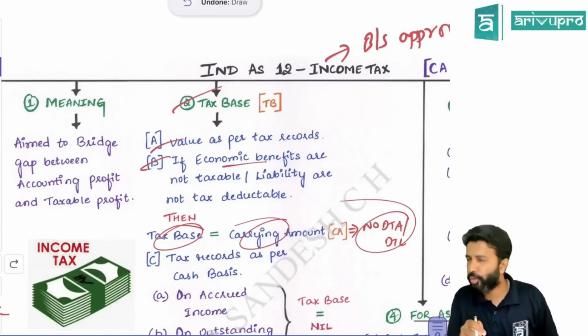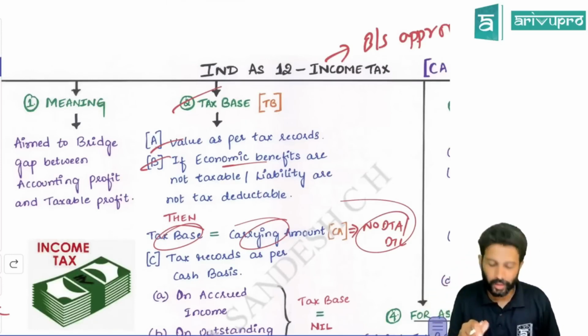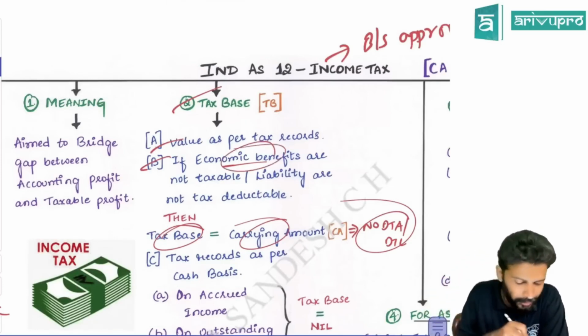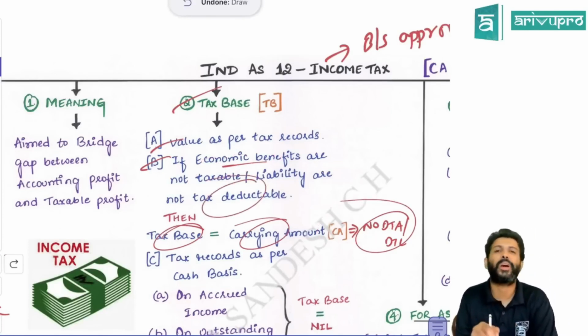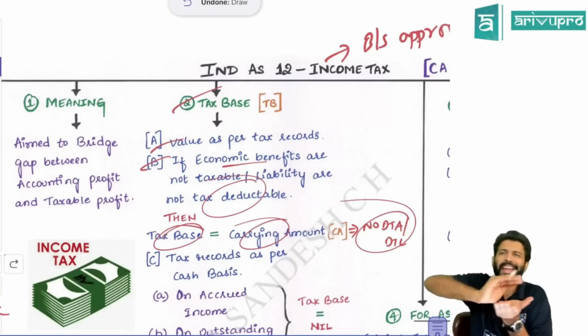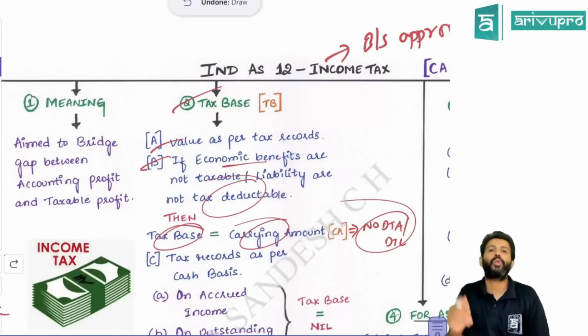Ind AS 12 does not use the word permanent difference, but the accounting treatment is more or less still the same. Instead, they say: if economic benefits are not taxable or tax deductible, then no DTA or DTL is required. So how do you do that? Make the carrying amount and tax base the same, so that you don't end up getting DTA or DTL.